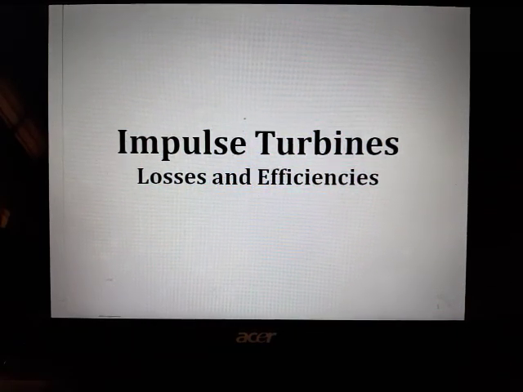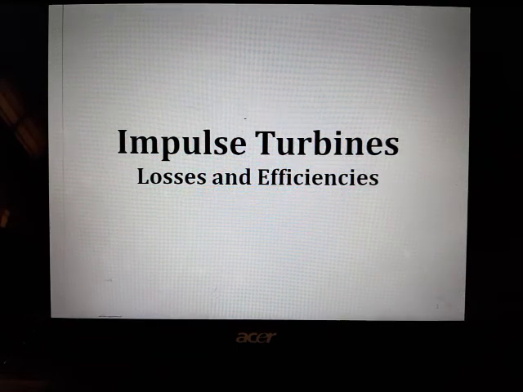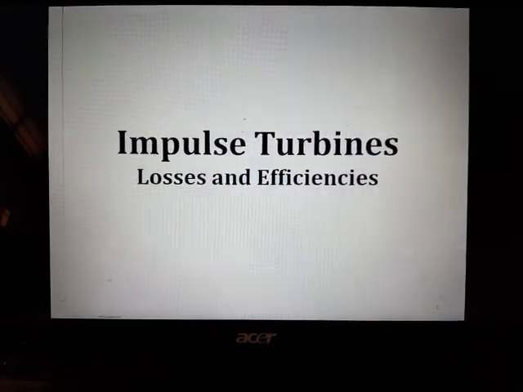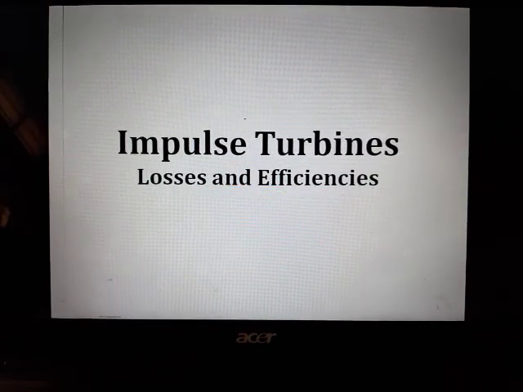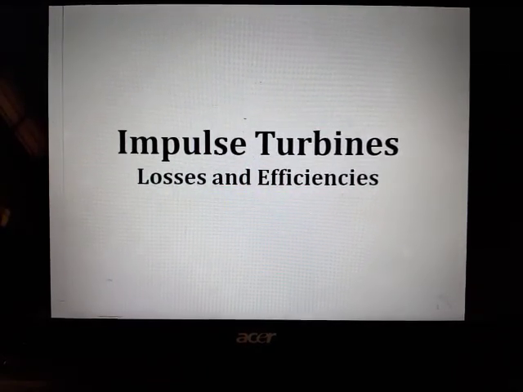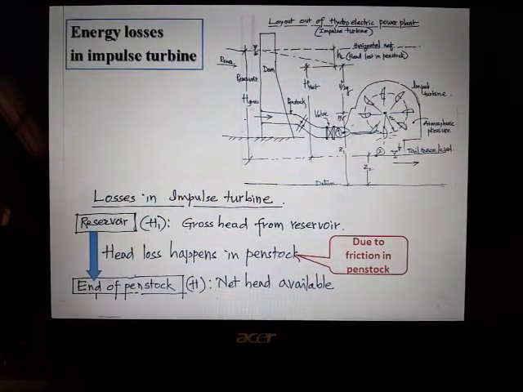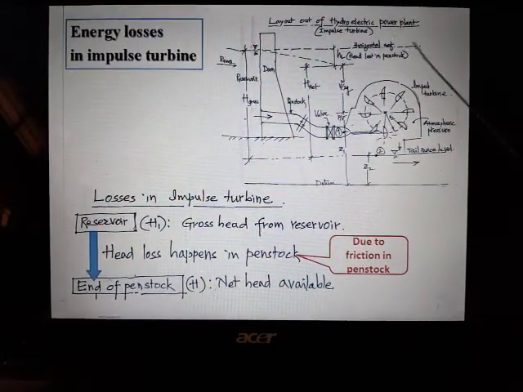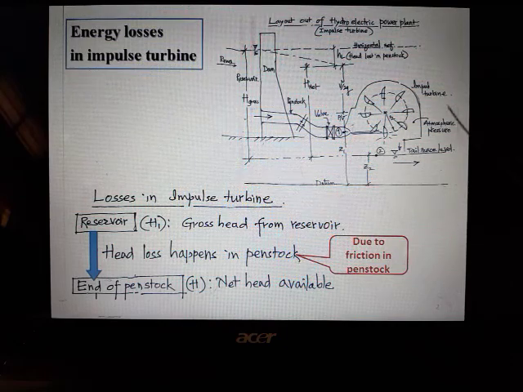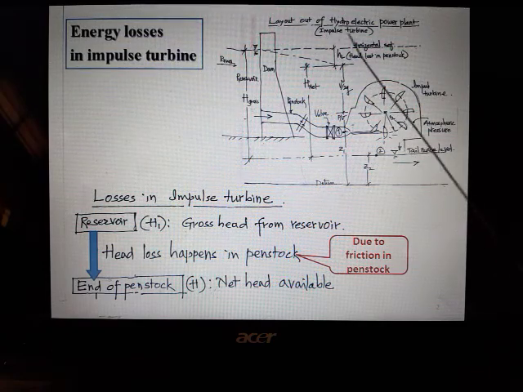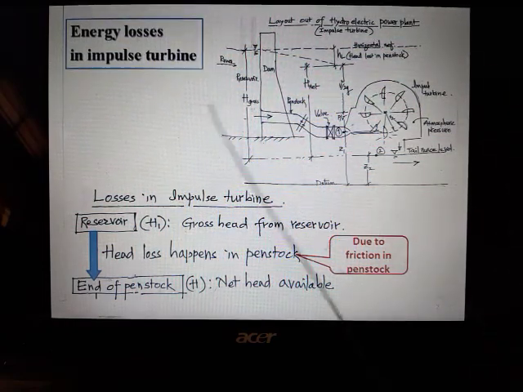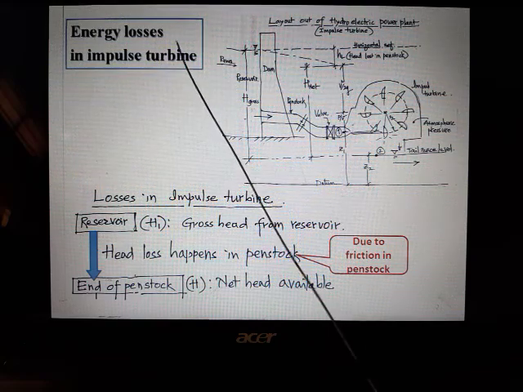Hello everyone, here in this session we'll discuss impulse turbines, their losses and efficiencies. So here there is a typical layout arrangement of a hydroelectric power plant with an impulse turbine. Now, energy losses in impulse turbine.